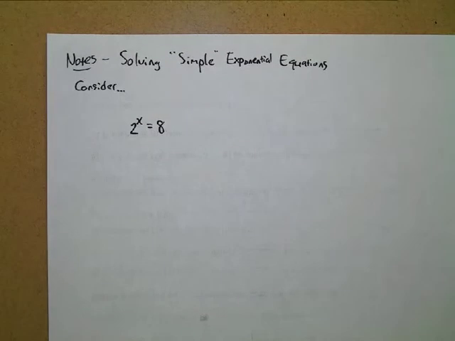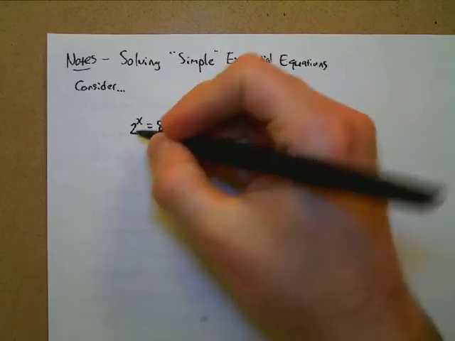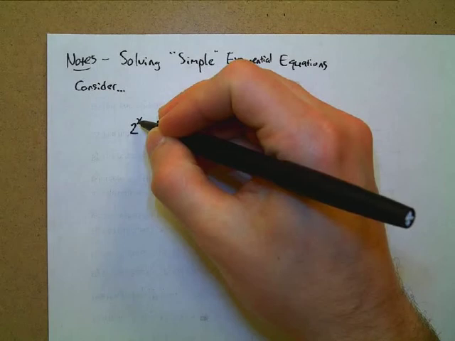3. That's right. It's 3. Why is 3 the answer here? Because 2 to the third would give us 8, so x has got to be 3.